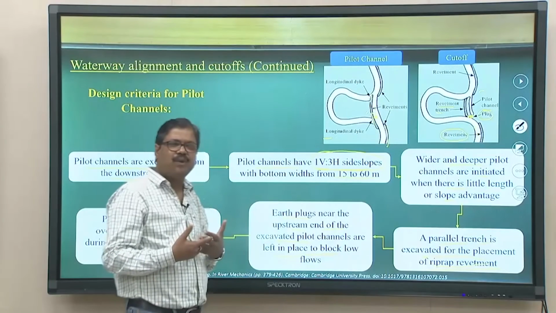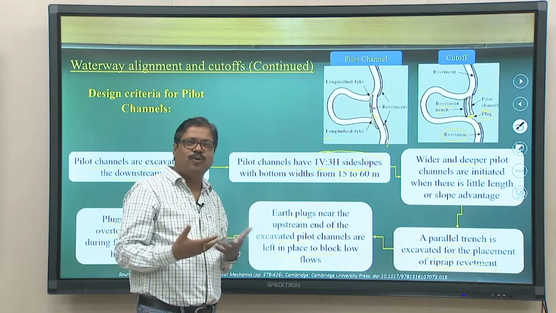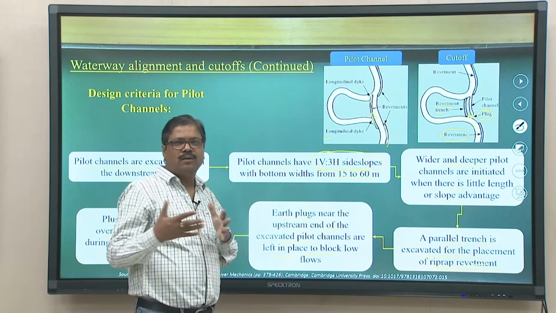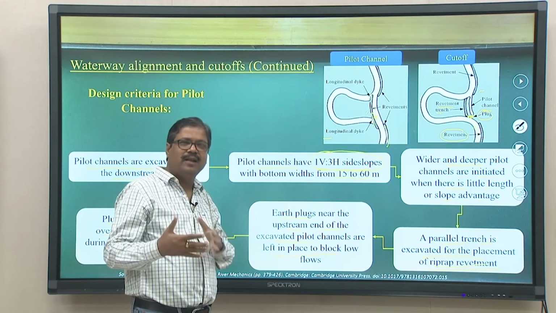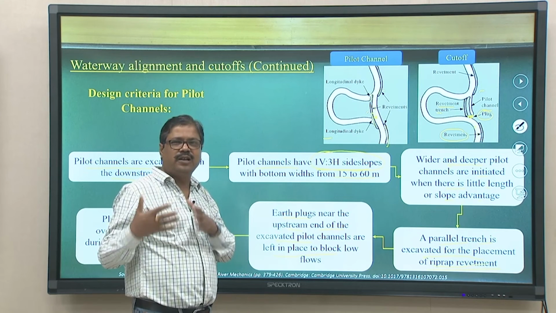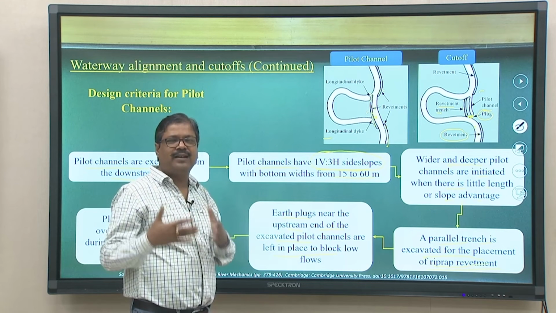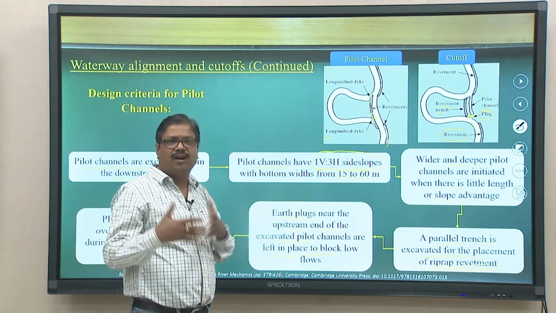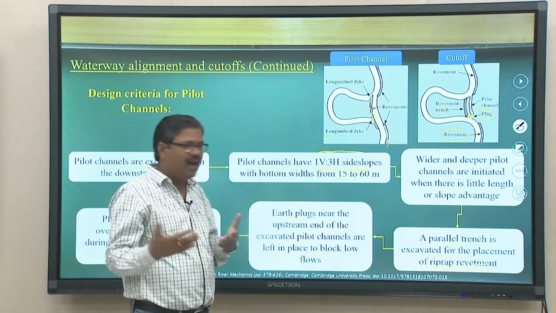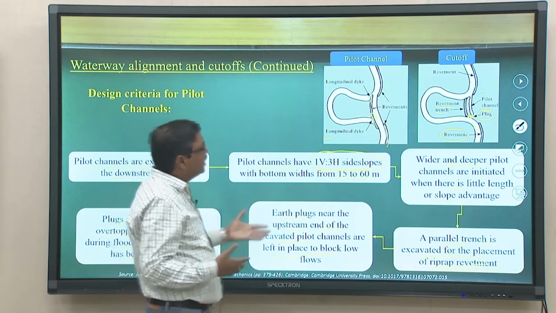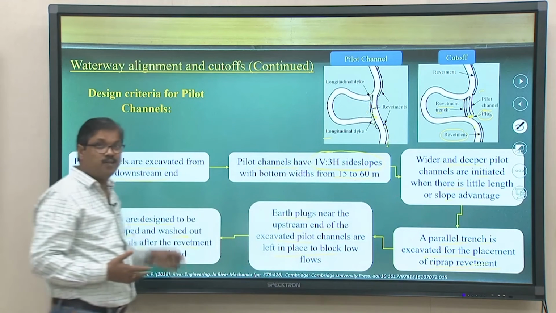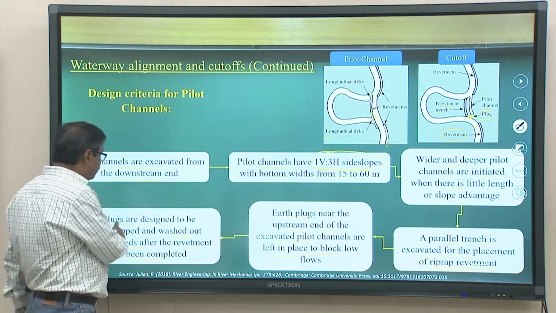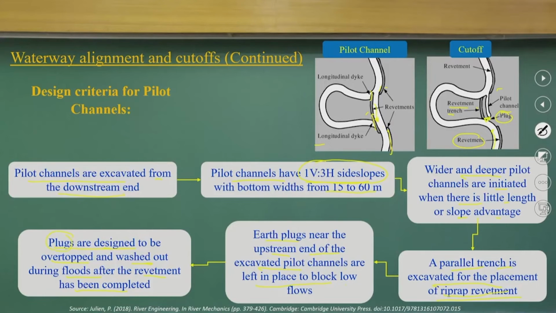The basic idea of this cutoff channel design is that we do some part of the work artificially and some part we intentionally leave to the river to do, so that it can make a regime channel or a stable channel. Like if you look at it, we make the pilot channels, but we do not link them to the upstream. We leave them with the blocks, designed in such a way that they will be overtopped and washed out.